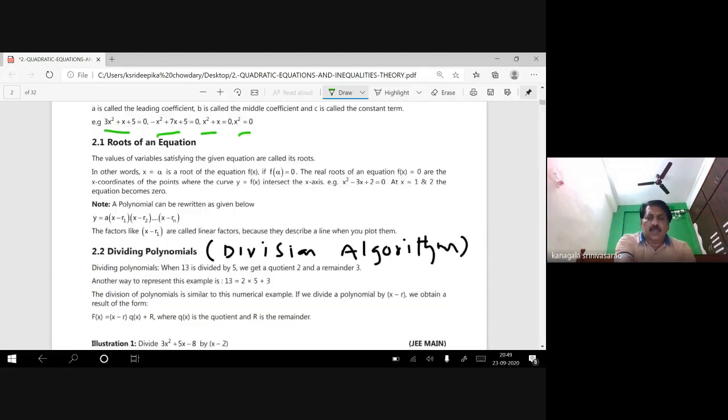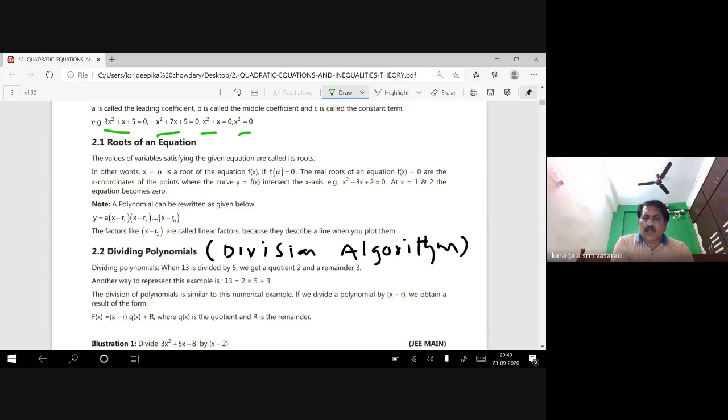The other thing is root. The purpose here is how to solve the given equation, which we are going to learn. To solve the equation means we are going to find the roots of the given equation, or you can say the roots of the polynomial.